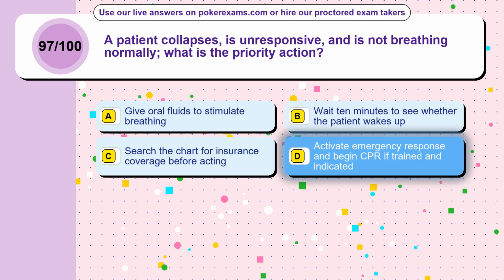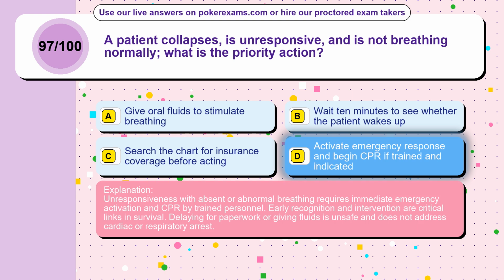The correct answer is option D. Activate emergency response and begin CPR if trained and indicated. Unresponsiveness with absent or abnormal breathing requires immediate emergency activation and CPR by trained personnel. Early recognition and intervention are critical links in survival. Delaying for paperwork or giving fluids is unsafe and does not address cardiac or respiratory arrest.